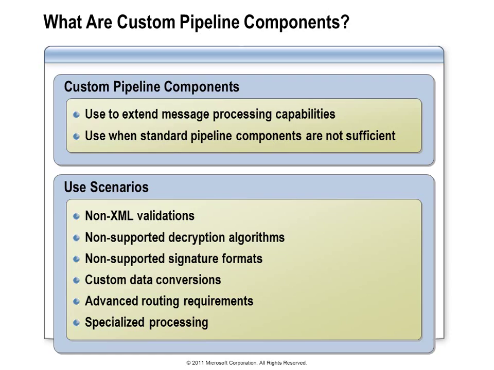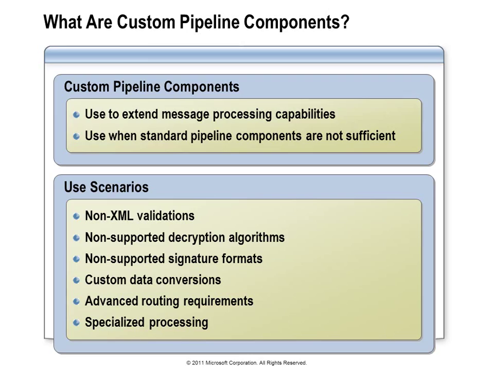If none of the built-in components meet the needs of your application, it's always possible to create custom pipeline components. So you might create a custom pipeline component to handle some of the situations that are described here. For example, validating a file format that is not XML. Or maybe you need to support an encryption or decryption algorithm. Or maybe you need to implement some form of data conversion. And sometimes it makes sense to create a component simply to promote a particular property. And that can be useful when you don't have the benefit of a schema to define your property promotion rules.